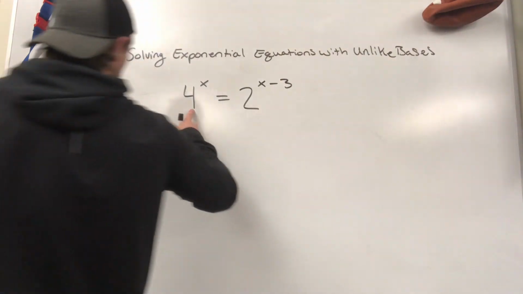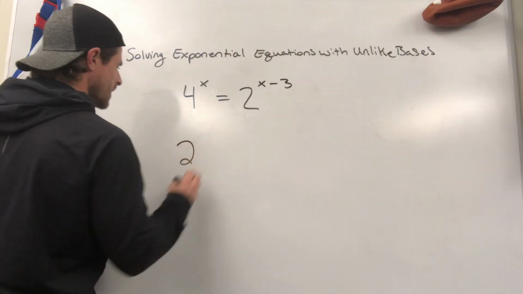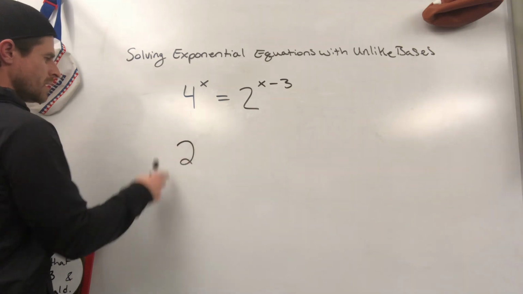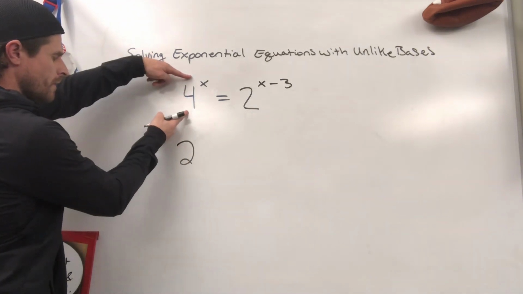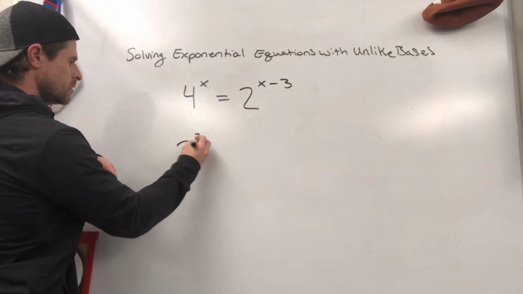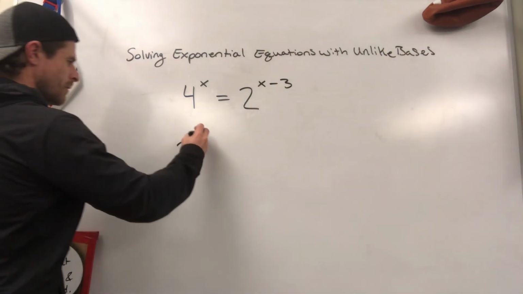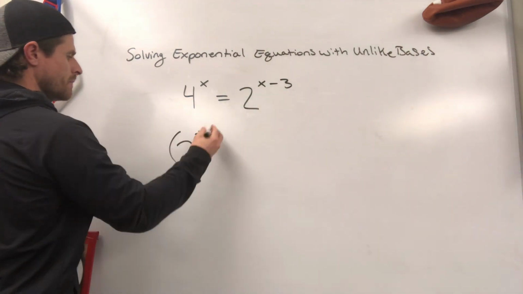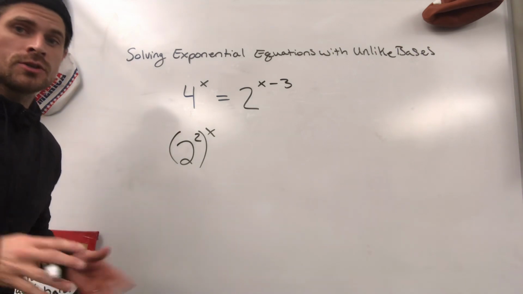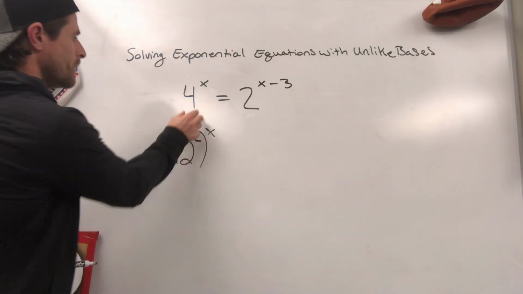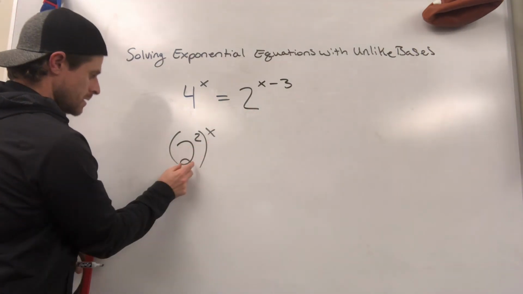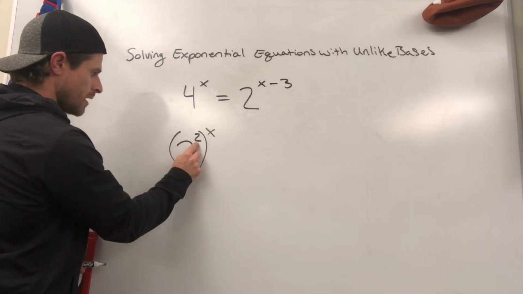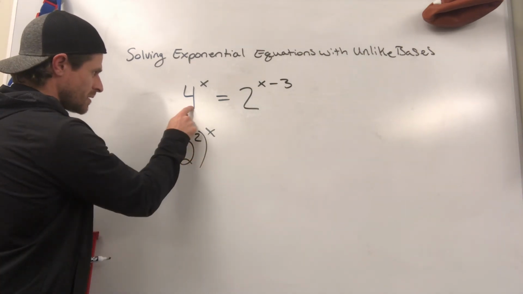See that 4? Can I make it a 2? Is there a way to say 2 to the power of something to where this would really just be 4? 2 to the power of 2. Hey, there we go. And then we want that to be to the power of x. So all you need to do is look at this 4 and say, is there a way for me to make a base 2? Yes, because 2 squared, which is 2 times 2, makes a 4.